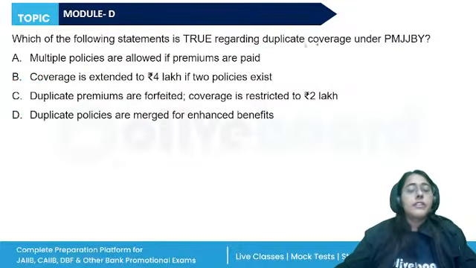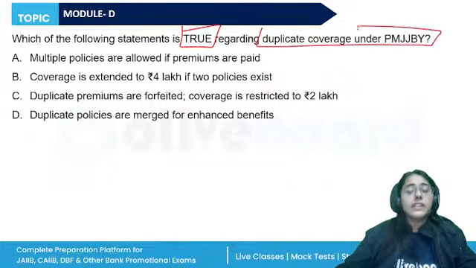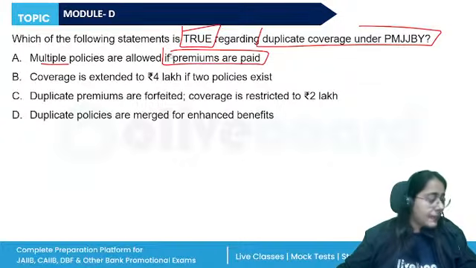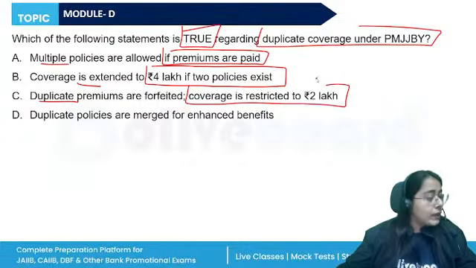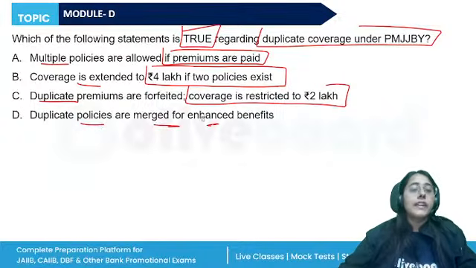Okay. Which of the following statements is true regarding the duplicate cover under the Pradhan Mantri Jeevan Jyoti Bima Yojana? Multiple policies are allowed if premiums are paid. Coverage is extended to 4 lakh rupees if two policies exist. Duplicate premiums are forfeited. Coverage is restricted to 2 lakh rupees only. Duplicate policies are merged for enhanced benefits.